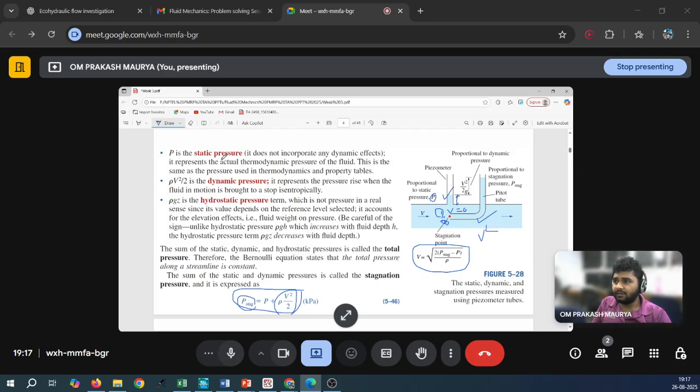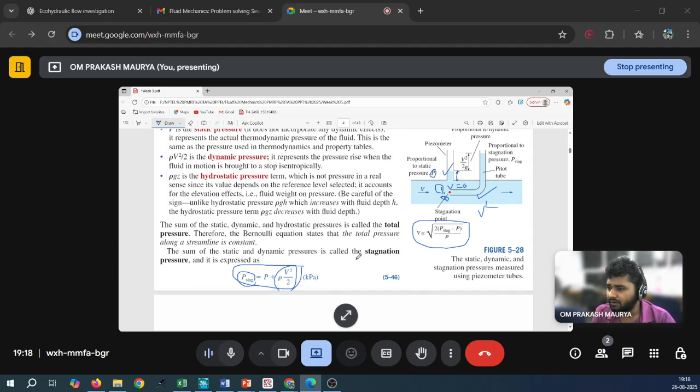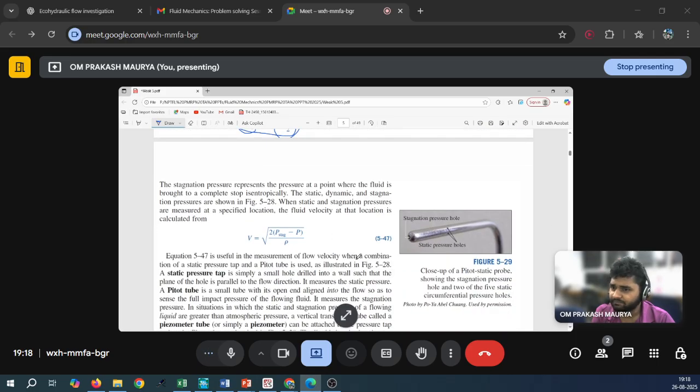So here we can understand something. P here is your static pressure, rho v square by 2 is your dynamic pressure, and rho g z is your hydrostatic pressure. I have already written a lot of the concept behind this. I will not go through all the points, but after I upload the video you can go through them, and I will also upload the content in the Google Drive, so you can go one by one. Now let us go to the next one.